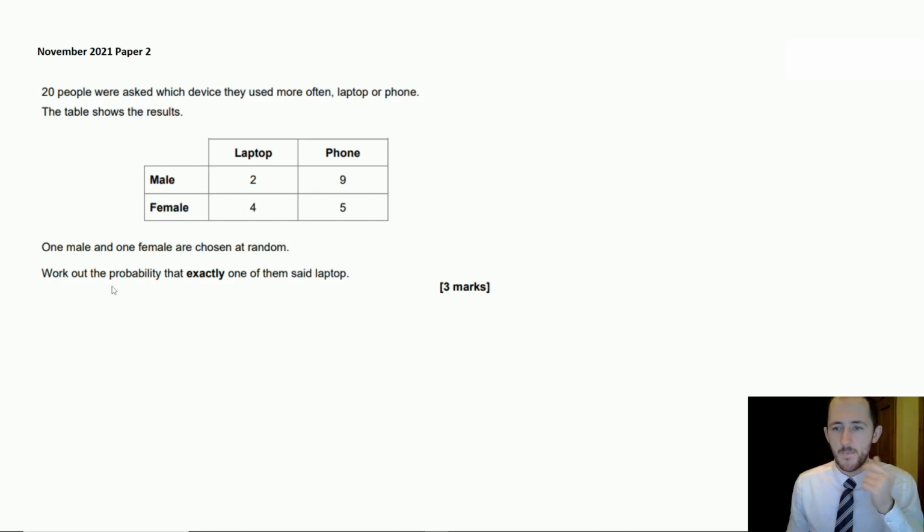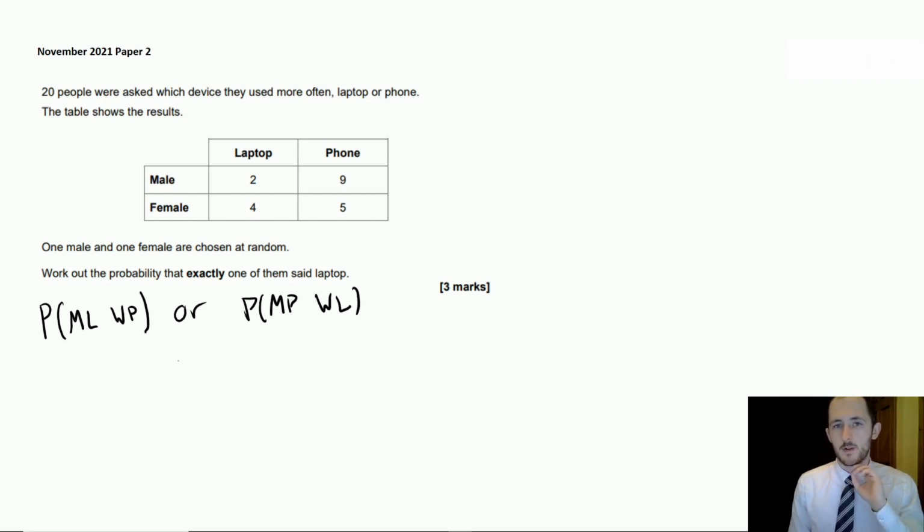Right. So, two possibilities, right? We have a possibility that the man says laptop. So let's write ML, man laptop, right? And the woman is, so woman phone, right? Or the man says phone and the woman says laptop. Those are my two possibilities, right?